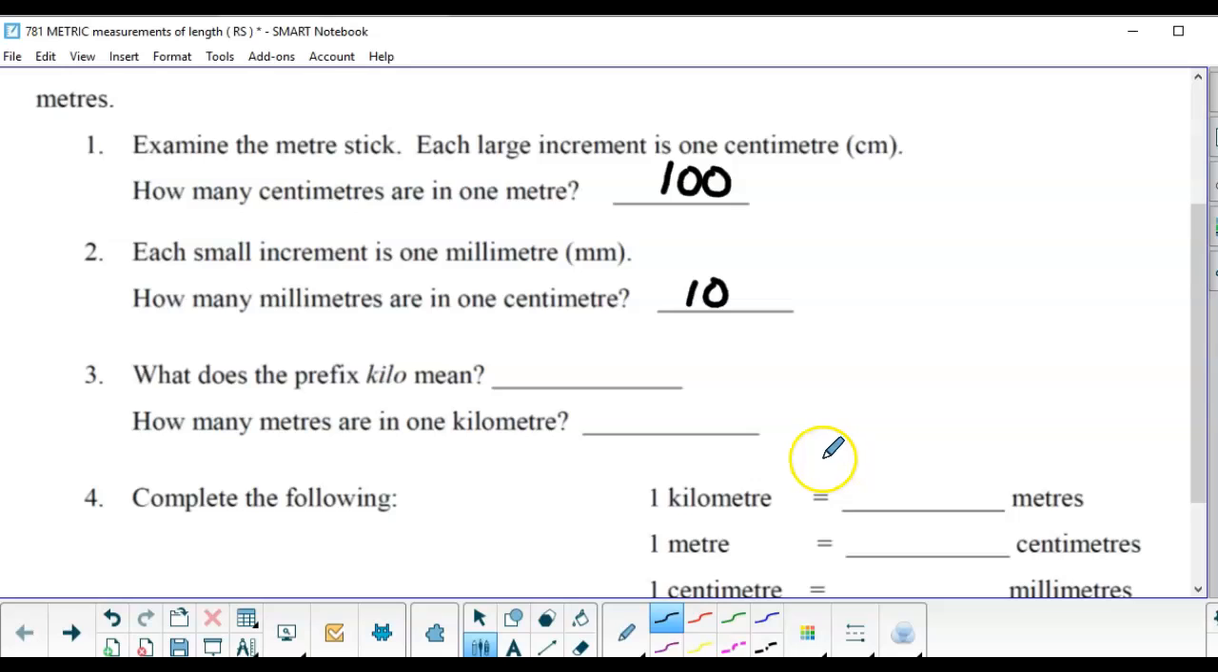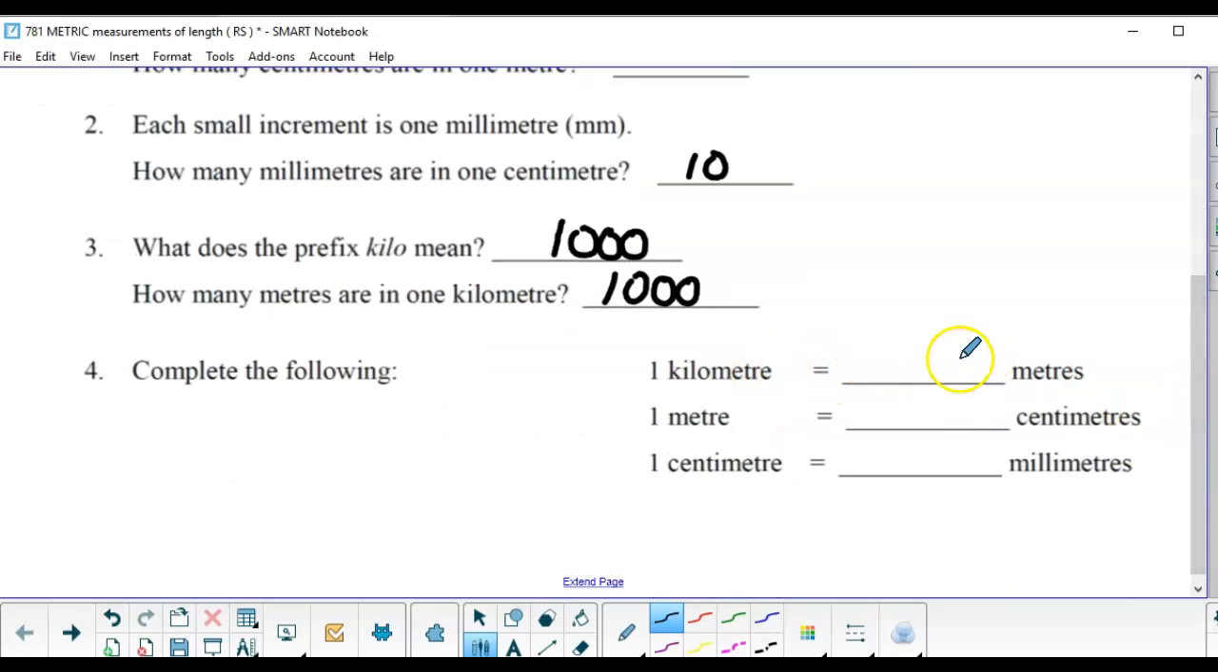This is all review. So what does the kilo prefix mean? That means 1,000. So how many meters are in 1 kilometer? 1,000. Complete the following. So 1 kilometer, sometimes we say it either way, is 1,000 meters. 1 meter is 100 centimeters, and 1 centimeter is 10 millimeters. Okay? So if you take a look here, meters to millimeters, that's a 1,000 factor difference there.